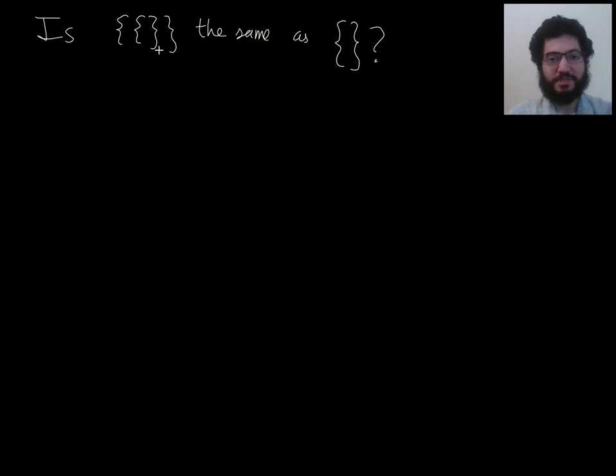Is the singleton of the empty set the same as the empty set? After all, both of them feel like they're empty, right? The empty set, you can imagine, is like a box that when you open it, there's nothing in there. And singleton of the empty set is like a box that when you open it, there's another box, and when you open that, there's nothing in there. So are those the same?